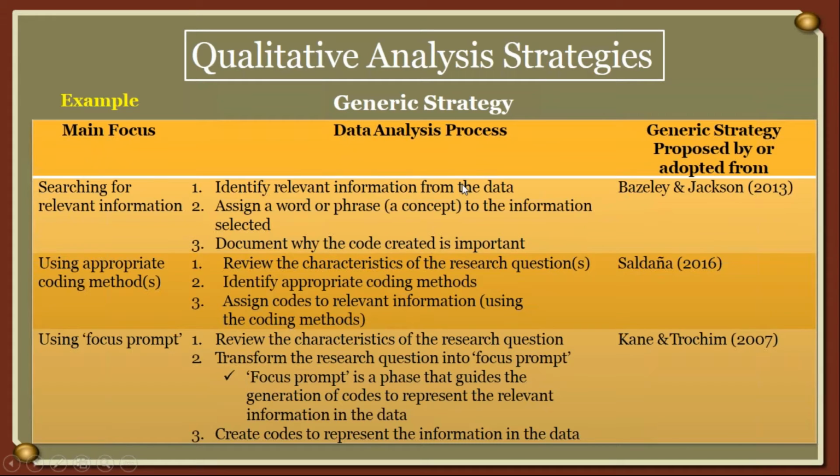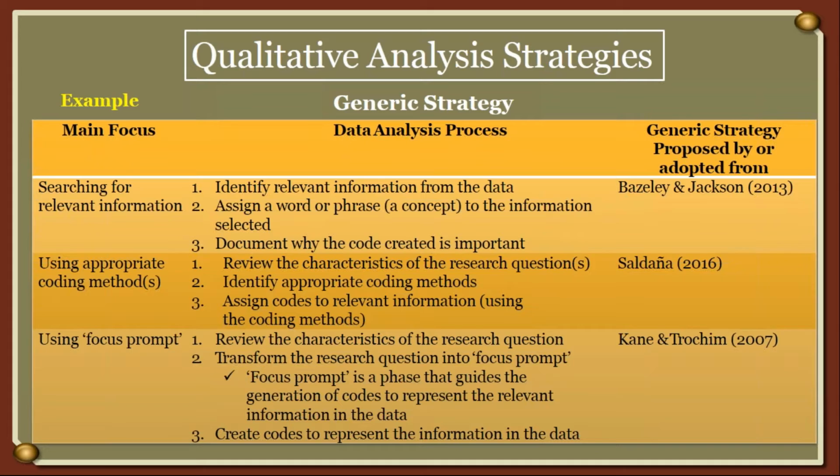Depending on the book or the article that you read, some researchers give a step-by-step approach on how to analyze your data. And I have grouped them into three main types. The first one is where the steps focus on searching for relevant information. When you get your data, you read through it and identify, based on your research question, information that is important to address your research question. After identifying them, you assign labels, which is code, a concept to the selected information. And then you try to document the importance of the code, right?